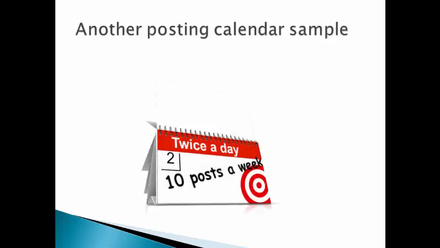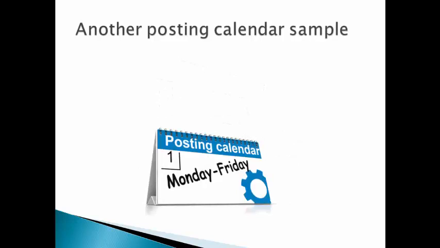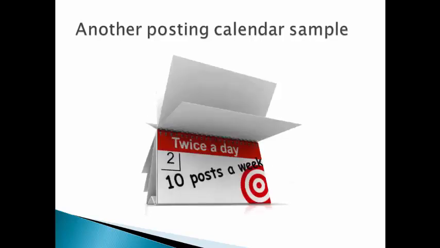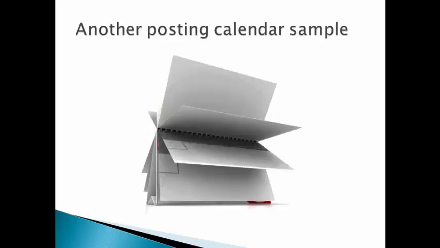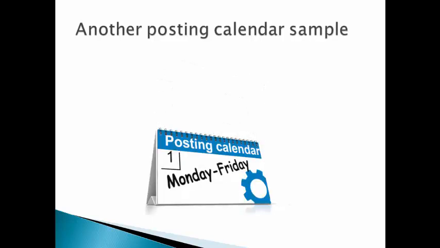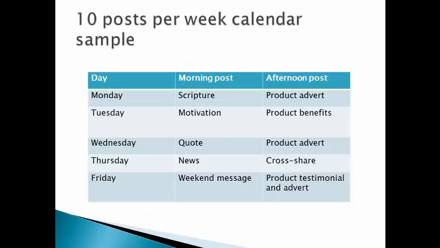Let's look at another posting calendar sample. Okay, so instead of posting 3 times a week, you decide that you're going to be posting 5 times a week, Monday to Friday, and not just once, but twice daily. So that means 10 posts per week, which is quite a lot. So we're going to use some actual examples now. This is a posting calendar for 10 posts per week.